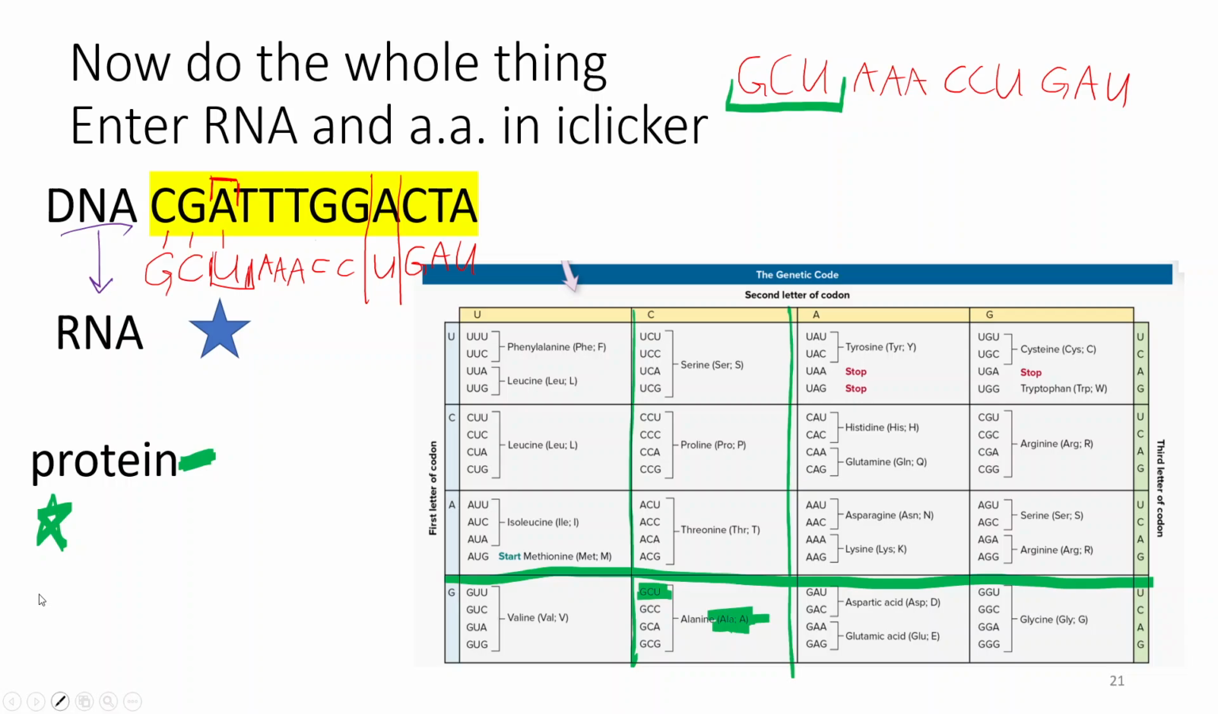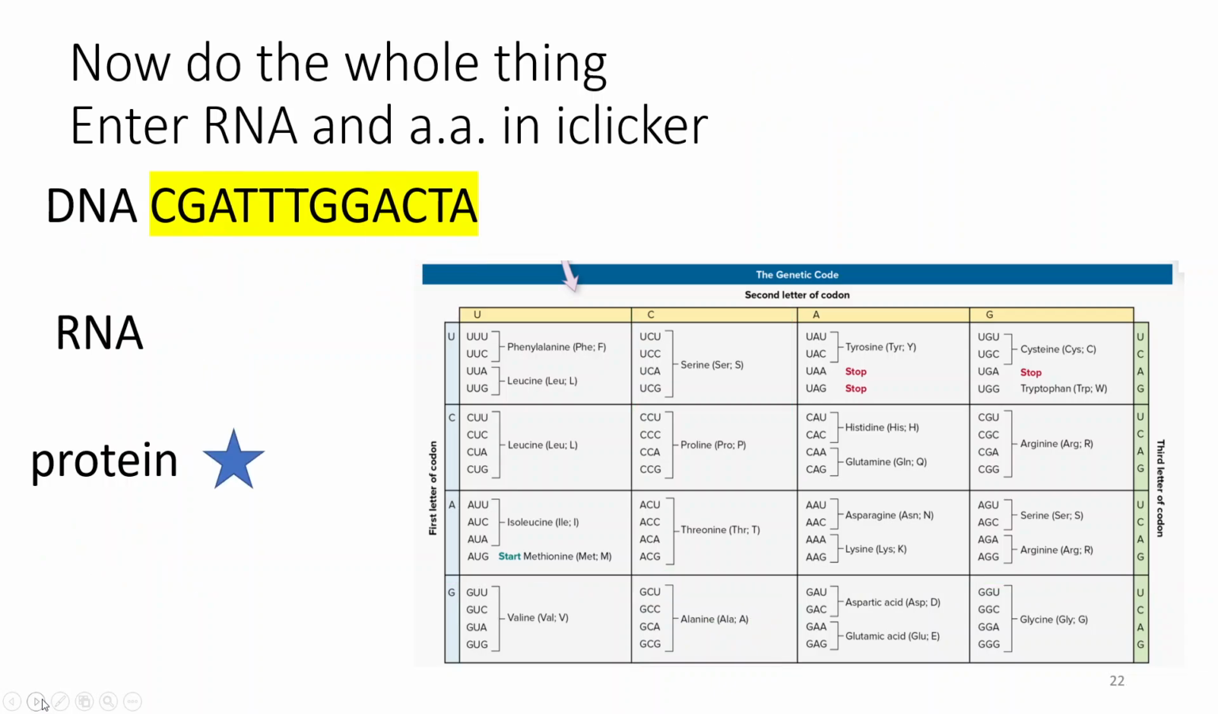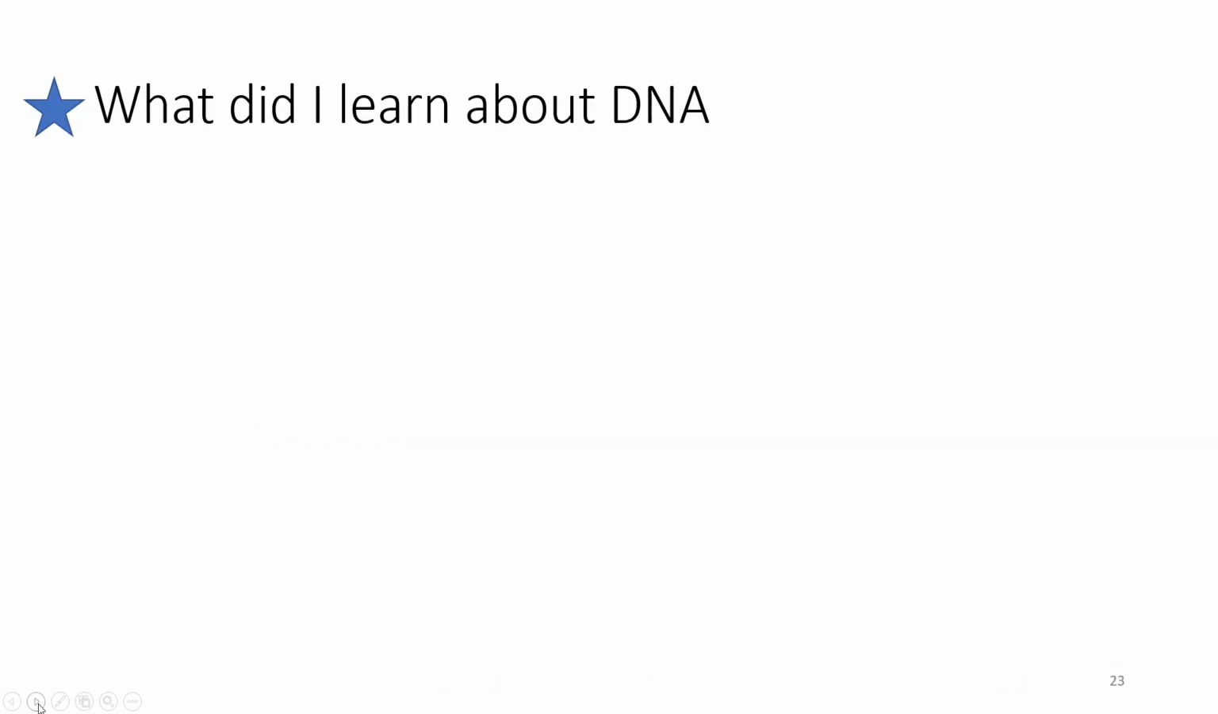Okay, and remember, you're just going to write the 3-letter code, and separate with a space. Okay, so go ahead and finish the rest of that amino acid chain. There will be 3 more amino acids. And enter that into iClicker. And lastly, what did you learn about DNA? Let me know. That'll be it.